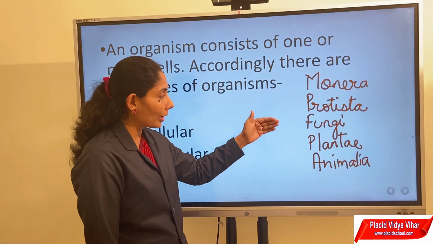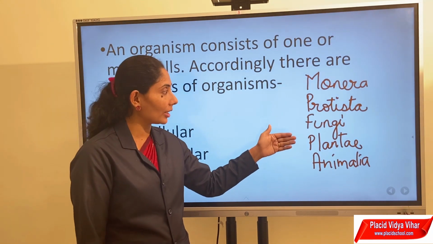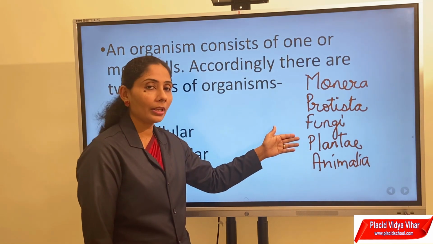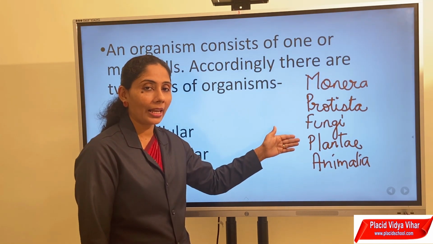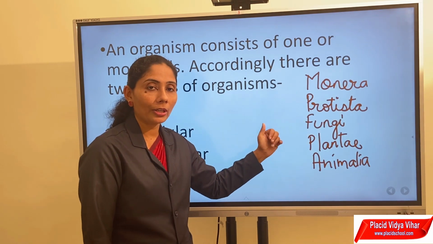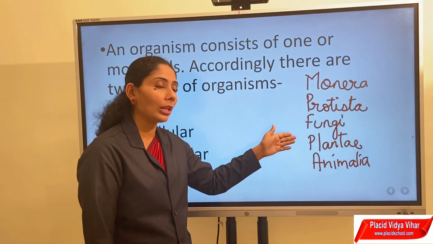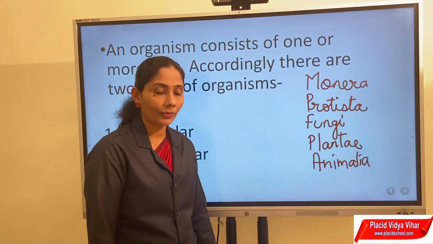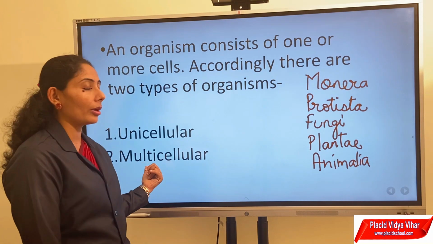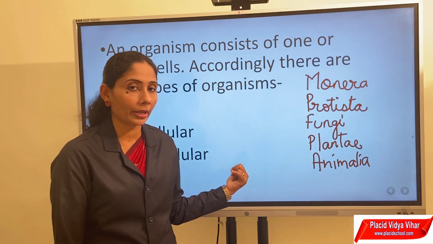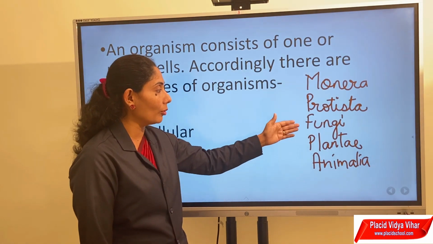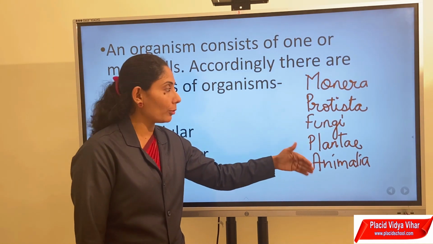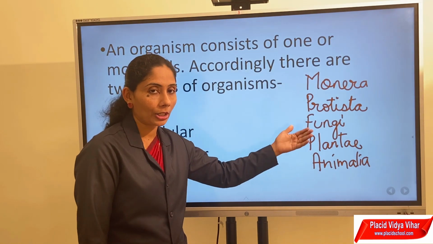Then you can also have unicellular organisms even in the kingdom Fungi like yeast, and even in the kingdom Plantae like some algae such as Chlamydomonas, Chlorella, Acetabularia. These are some plants that are unicellular. And talking about multicellular organisms, where will you find them? Multicellular organisms are mostly fungi, Plantae and Animalia, with few exceptions of some being unicellular. I have already told you about it.